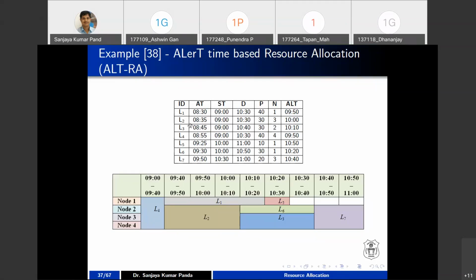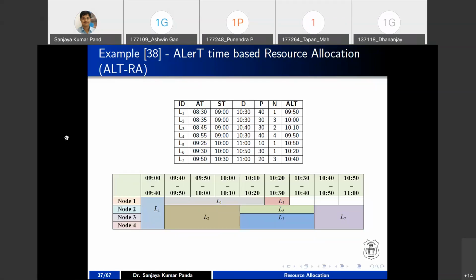Similarly, in the L2 case, the deadline is 10:30 and the period is 30, so it is 10 a.m. In the L3 case, it is 10:40 minus 30, so it is 10:10. In the L4 case, 10:30 minus 40, like the previous one, so you will get 9:50. In the L5 case, it is 11 minus 10, so it is 10:50. Like that, you can calculate the times. Why are you going for this alert time? You have to keep a record that at this point of time the lease needs to start, otherwise the SLA will be violated.